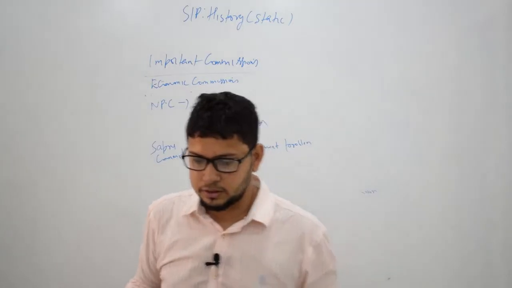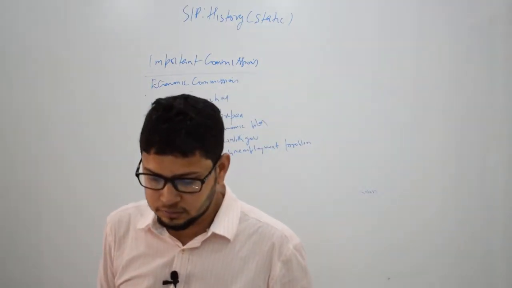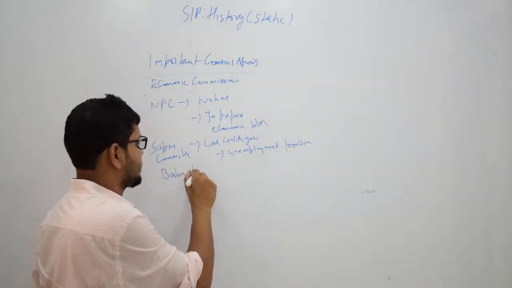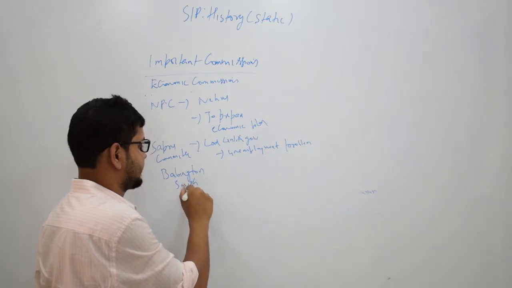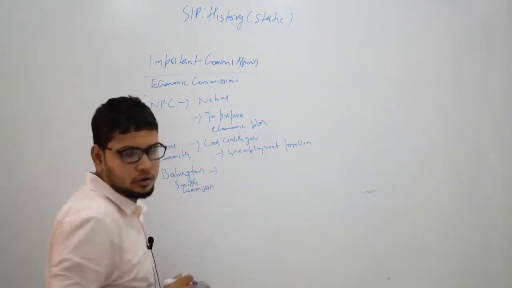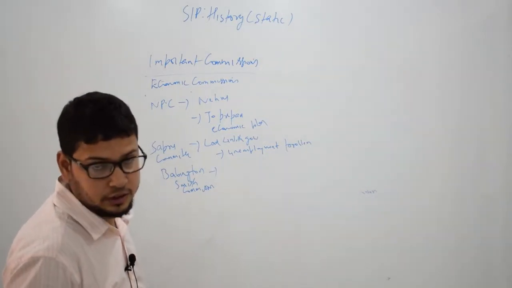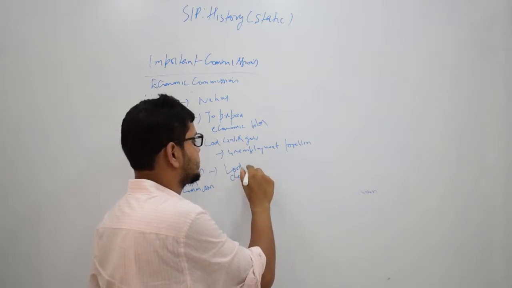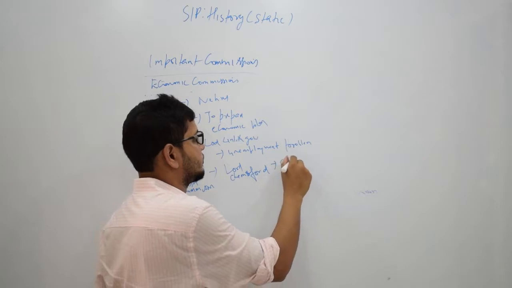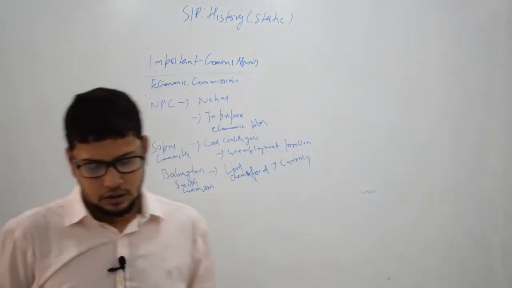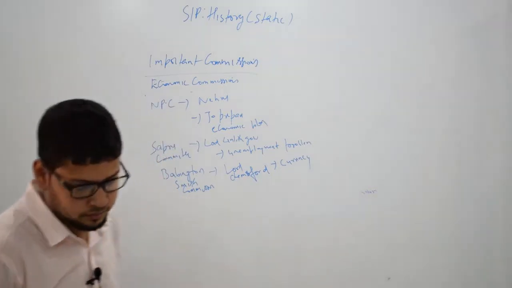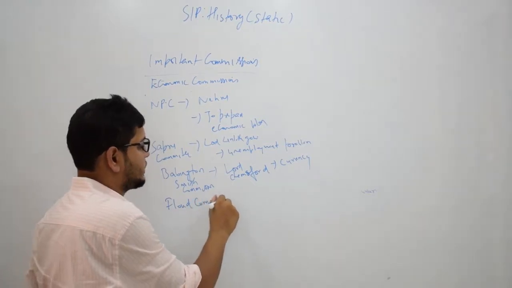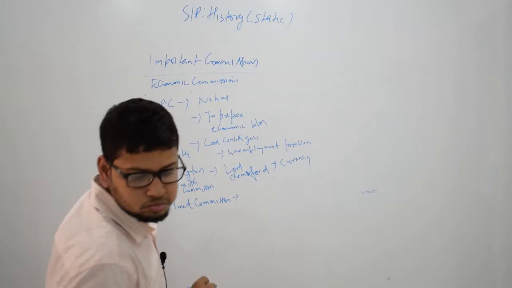Next we have Babington Smith Commission. This was established by Lord Chelmsford, and the focus was again currency. And lastly, we have the Floud Commission. This was established to study the tenancy in Bengal.